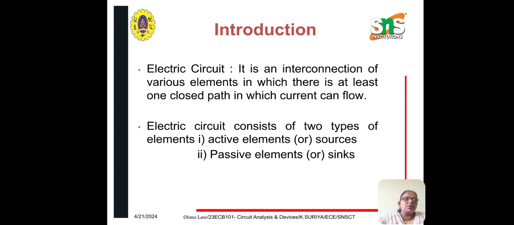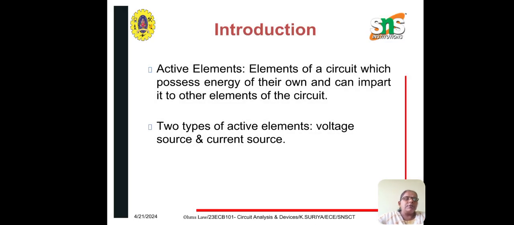So the electric circuits are classified into two types based on the elements, which are the active elements and passive elements. Active elements are also known as sources and passive elements are also known as sinks. Active elements are nothing but the elements of a circuit which possess energy of their own and which can impart it to the other elements of the circuit. Under the active elements, we have two types of sources, voltage sources and current sources. Next we will see what a voltage source is and what a current source is.